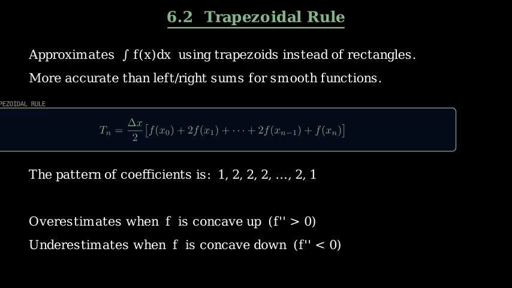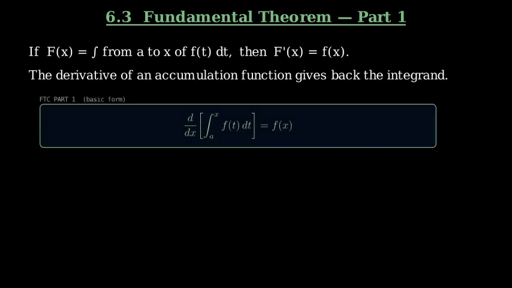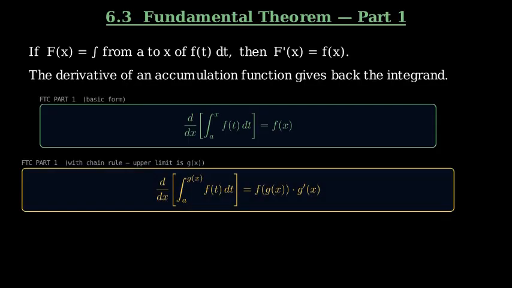Unit 8. Applications of integration. Section 8.1. Average value of a function. The average value of f on the interval a, b is the constant height that gives the same area under the curve as the actual function. The formula is average equals 1 over the quantity b minus a times the integral from a to b of f of x dx. The mean value theorem for integrals says there exists c in the interval a, b such that f of c equals the average value. The function actually attains its average value somewhere on the interval.